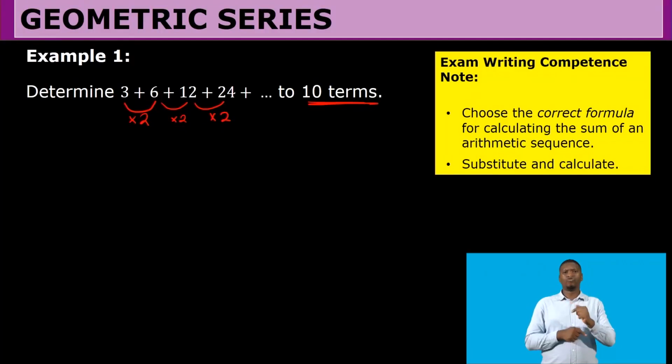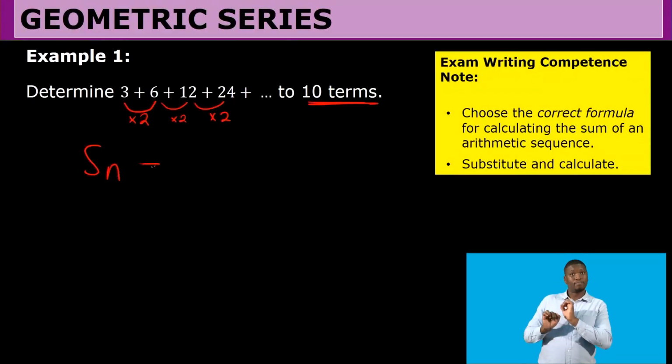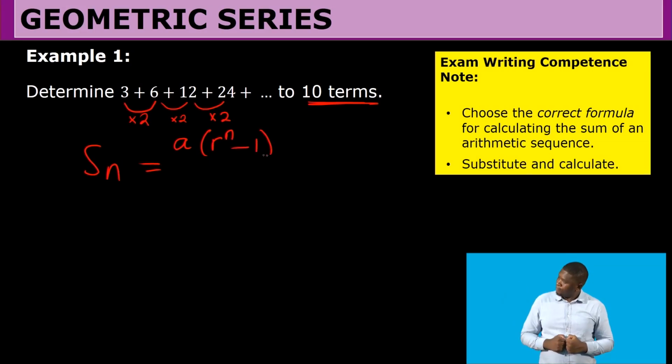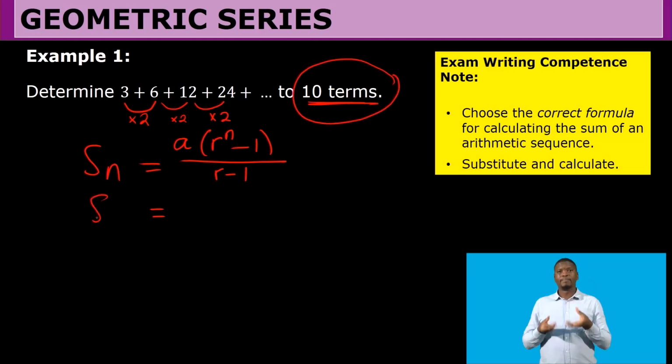So we are going to choose a formula that will help us to calculate that. The formula for a geometric series is going to be A, and then open bracket, r exponent n minus 1, and that is divided by r minus 1. So we are going to just substitute. How many terms are we calculating? We were told to 10 terms, so meaning we were given the value of n.